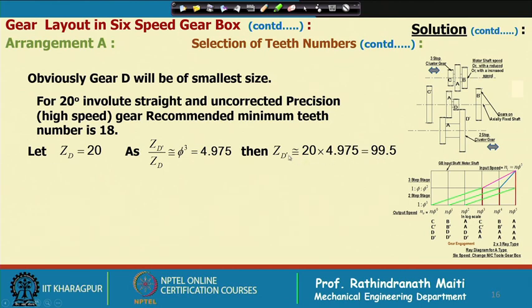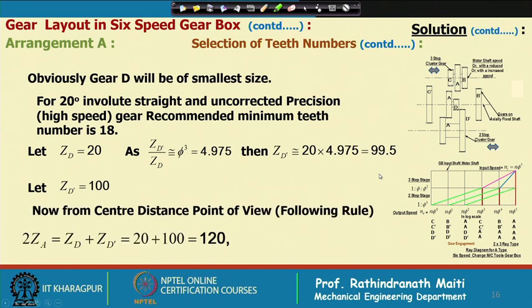So, we get that Z d dash should be 99.5, but 99.5 cannot be a number. So, close to that we go for 100, and clearly that ratio becomes 5. This ratio will be 5, that will be shown later, but one piece of information we will get immediately: the center distance between these two, Z d plus Z d dash, is equal to 20 plus 100.